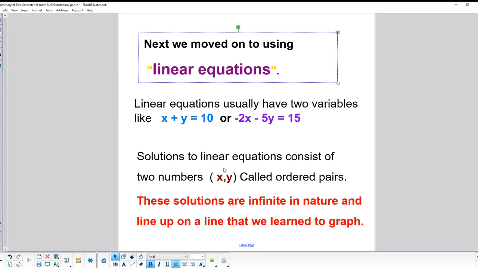These solutions are infinite in nature and line up on a line that we learned to graph. So I can think of an infinite number of ways that you can add two numbers together that equal 10, and we can graph a lot of those on a coordinate system, but if we went out very far, it would take too much time and space to try and illustrate that. So we usually stay pretty close to the origin, or the 0, 0 point, on a coordinate system when we graph it.